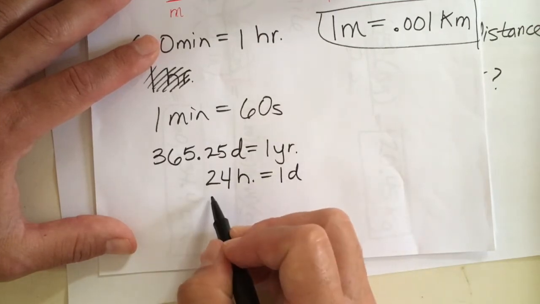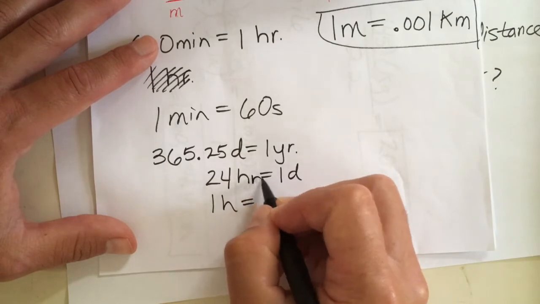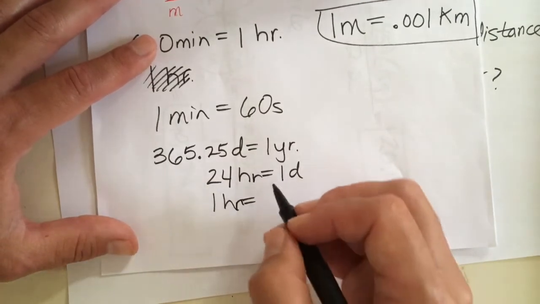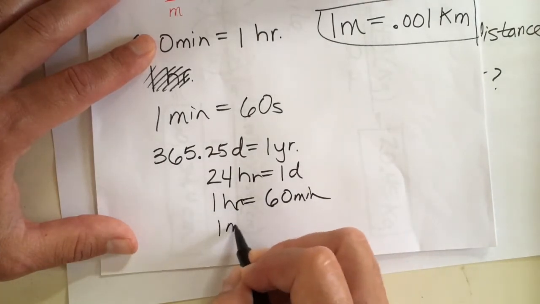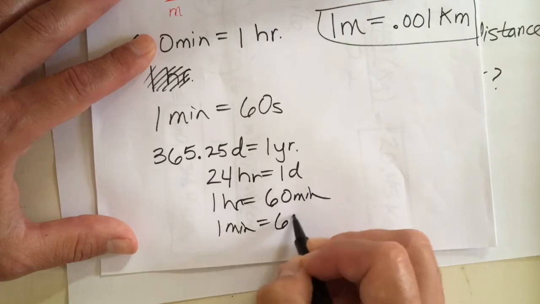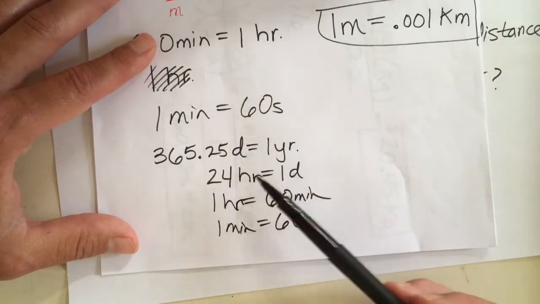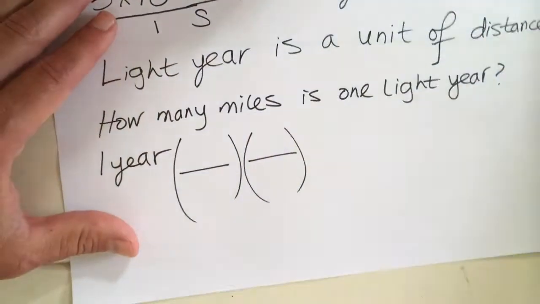We can say 1 hour is equal, and if you want to, HR instead of just H is probably better. 1 hour is equal to 60 minutes, and 1 minute is 60 seconds. All right, probably the easiest way to do that. So I'm saying we're going from years to days, days to hours, hours to minutes, minutes to seconds. Okay, so let's go ahead and look at that.